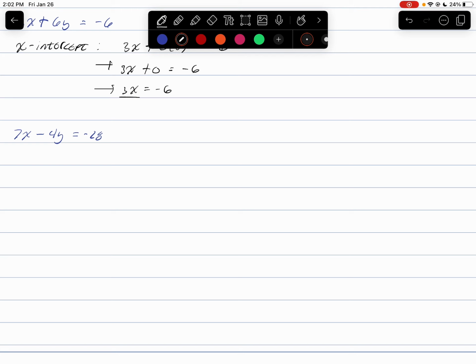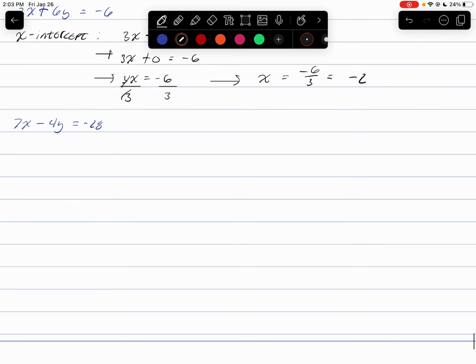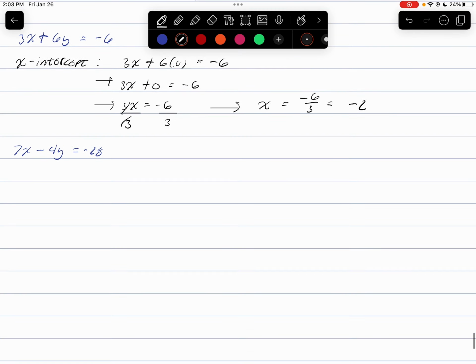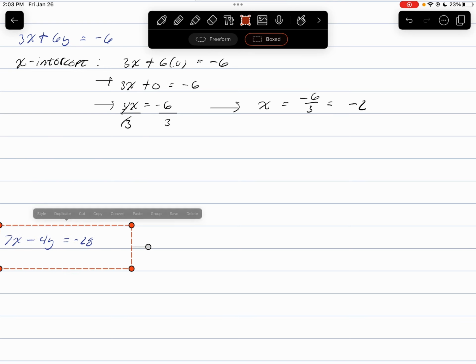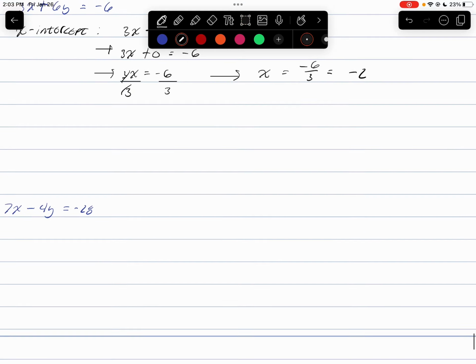Here we can just go ahead and divide both sides by 3, and we end up with x is equal to negative 6 over 3, which is just negative 2. 6 divided by 3 is 2. So our x-intercept is negative 2. Now let's see if we can find our y-intercept.